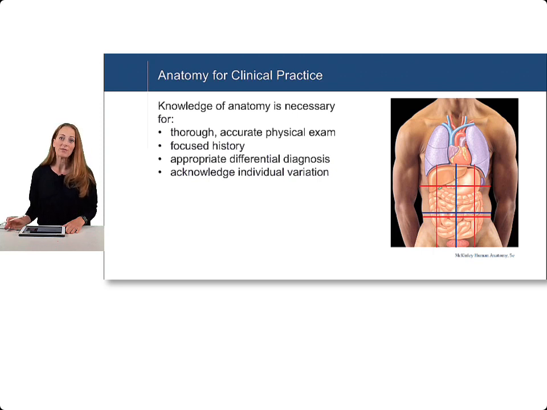It's important for creating a focused history because if you know what structures are located in a particular region of the body or what structures send referred pain to particular regions of the body, then that's really helpful for focusing your physical exam, focusing your history, and also creating appropriate differential diagnoses. Also very helpful to acknowledge individual variation. So where that is present, I will do my best in these anatomy modules to talk about individual variation in structures and organs, organ location, or particular variants that are unique across individuals.